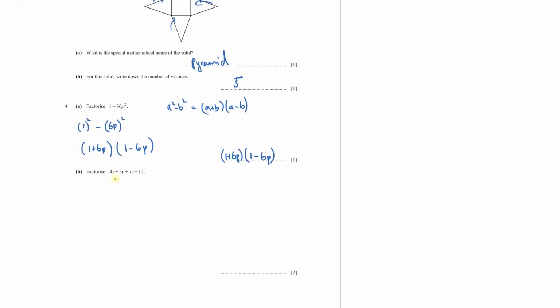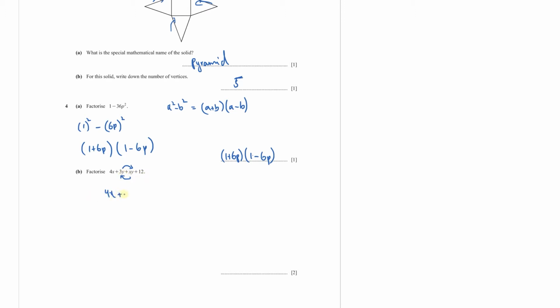Part B is: factorize 4x plus 3y plus xy plus 12. So right now I don't see anything common between 4x and 3y, and there's nothing common between xy and 12. So what I can do is swap these two positions. So then if this xy comes here, I will have x common, and then if I bring this 3y to this side, I can take 3 common between 3y and 12. So let me rewrite this.